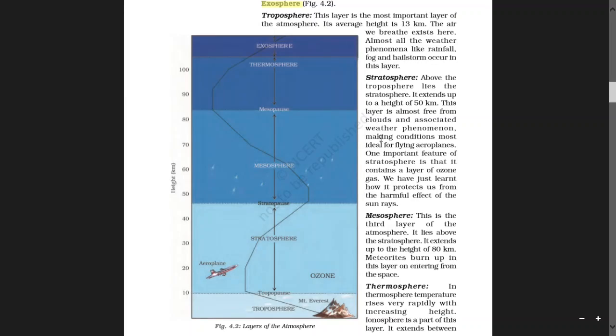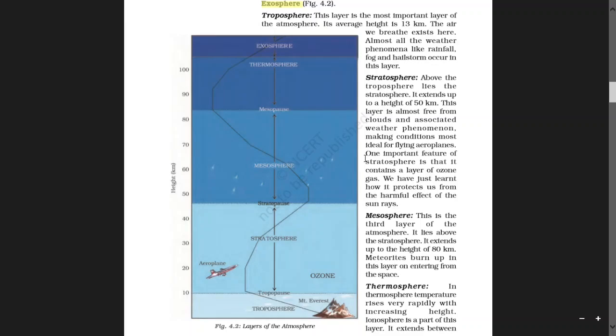See, in this stratosphere layer, what will you find? It is almost free from clouds and what is associated with clouds. Okay, rain, hailstorm, these are not present here. Associated weather phenomena are not there, making conditions most ideal for flying aeroplanes, as weather phenomena are not present there. Okay, this is the layer. It is ideal for flying aeroplanes.